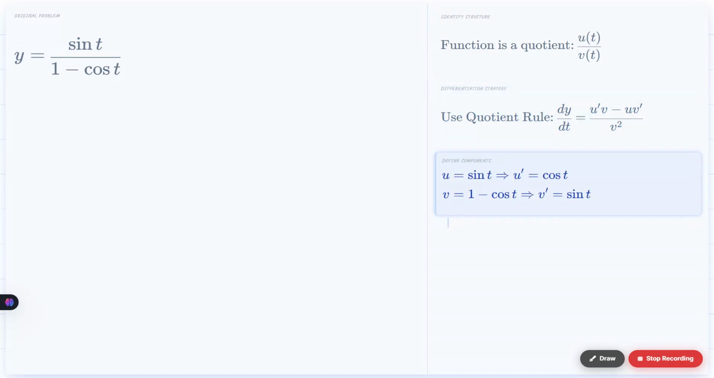We define u as sin t and v as 1 minus cos t, then we find their derivatives: u prime as cos t and v prime as sin t. We do this to get all the pieces ready for our formula. Finding these parts first makes the next step easier.